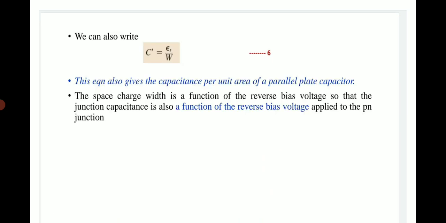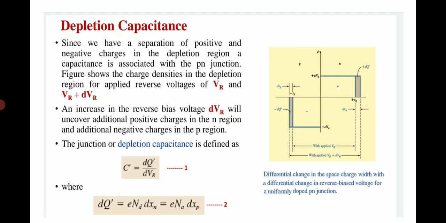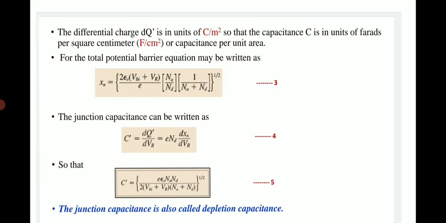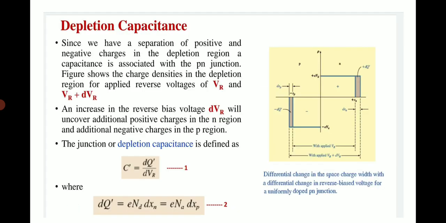We can also write C dash equals epsilon s divided by W, and this equation 6 also gives the capacitance per unit area of a parallel plate capacitor. The space charge width is a function of reverse bias voltage, so the junction capacitance is also a function of the reverse bias voltage applied to the PN junction. Let's see the diagram. In this diagram we apply the reverse bias voltage, and this is the equation we will prove. These are the depletion capacitance.